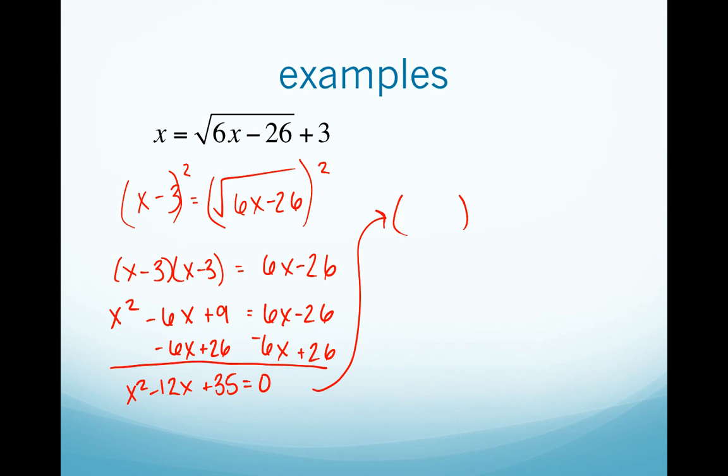So I'm going to try and factor here. X times x gives me x squared. I need to try and get two numbers that will multiply to give me 35, that will add or subtract to give me a negative 12. So if I try a 7 and a 5, if they're both negative, that will multiply to give me positive 35, and then my outside term is a negative 5x and my inside term is a negative 7x, which will add to give me that negative 12x. So it'll give me x equals 7 and x equals 5 for my solutions.